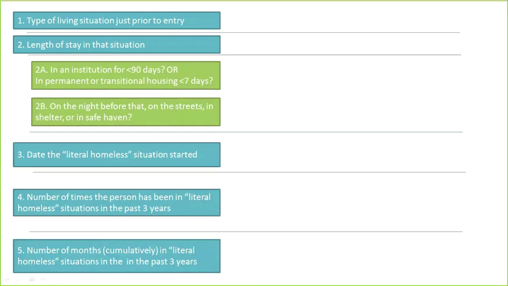This data element has 5 separate fields, as shown here on the slide, and functions differently depending on whether a client's entering a project type that means they are currently homeless, that is an outreach, a shelter, or safe haven project, or they're entering a residential or other project type where they're not necessarily currently literally homeless, and so we treat each of those differently. We'll start with an overview of the 5 fields and then discuss how the structure is different for each of those project types. So first, we have type of living situation.